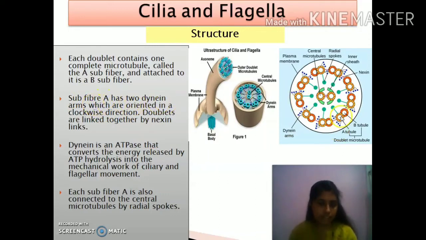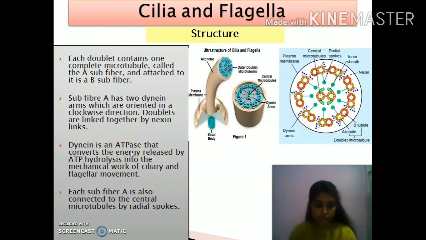Okay. Now see, this one is the A tubule. So each A tubule has some blue colored structures. Can you see them connected? These are nothing but the dynein arms. What is dynein? Dynein is nothing but a protein. Basically, it is an ATPase enzyme. When you see "ase" at the suffix of any word, you will understand that it is an enzyme. So here dynein is a protein, and that is an enzyme, ATPase.